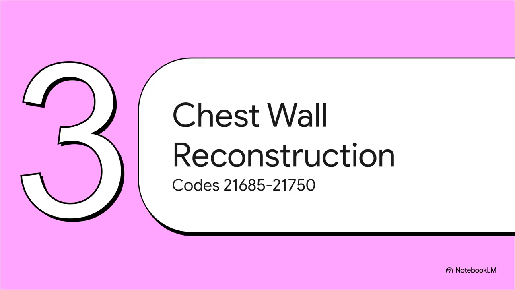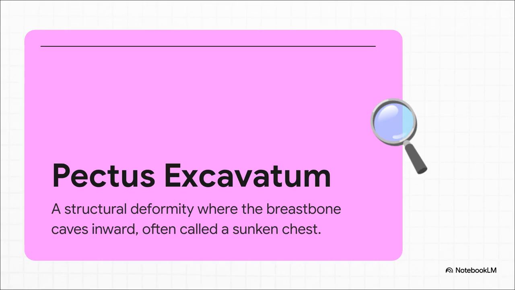All right, Section 3, chest wall reconstruction codes. We're looking at codes 21685 to 21750. Now we're moving even deeper, past the fat and muscle, straight into the architectural shape of the chest wall itself. Sometimes the bone and cartilage just don't grow correctly. There are two really common structural deformities you're going to code here.